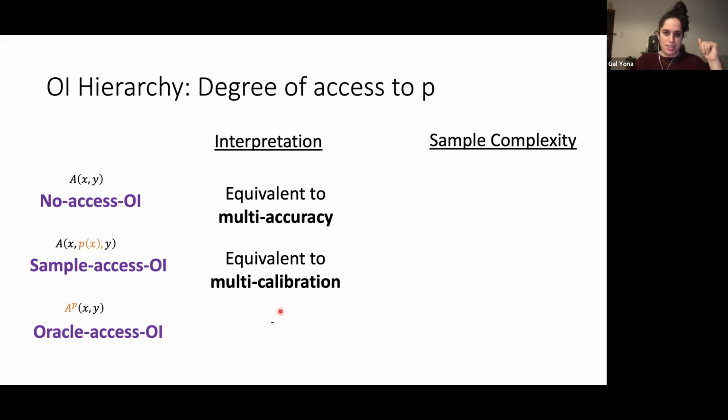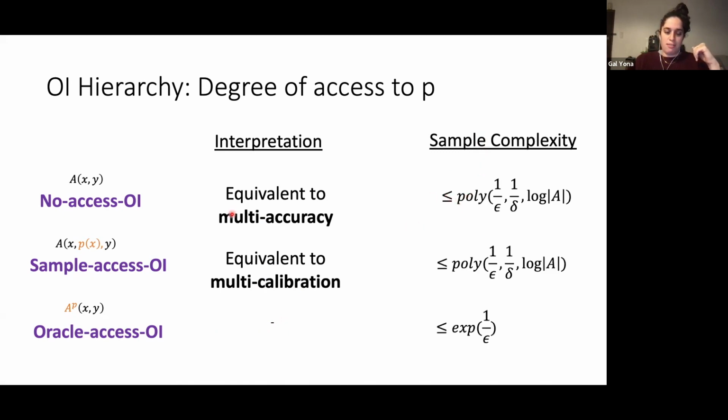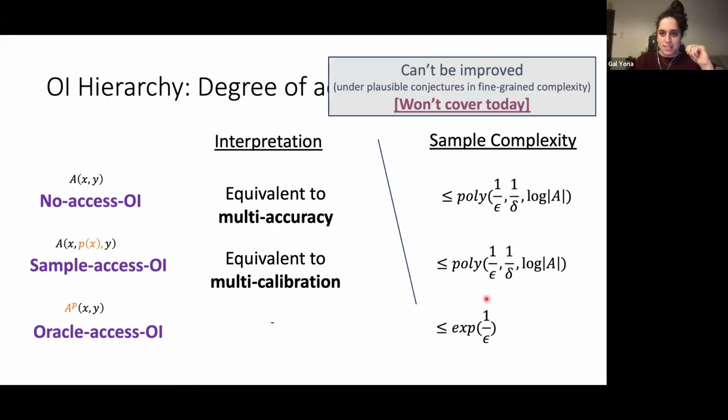And in terms of the sample complexity, we obtain upper bounds via a specific learning algorithm that directly constructs OI predictors based on whatever level you wish. These upper bounds are for the two levels, no access OI and sample access OI. They are nice in the sense that the dependence on the accuracy parameter is polynomial, and the dependence on the number of distinguishers is logarithmic. So this constitutes a regular learnability. Whereas the more complicated notion of oracle access OI gives rise to an exponential dependence on the accuracy parameter. And in the paper, we showed that under reasonable assumptions in fine-grained complexity, this can't be improved. So it's not just a bug with our algorithm, but there's an actual barrier there.